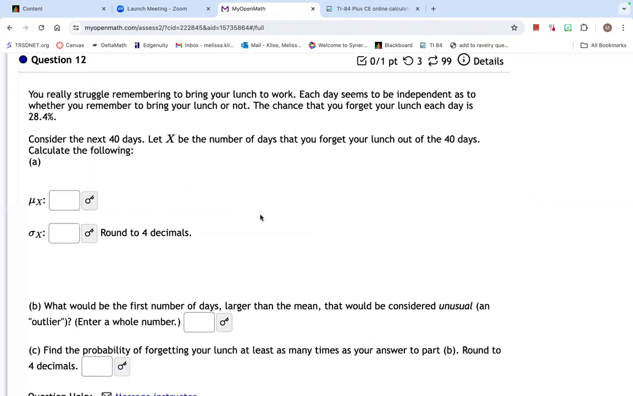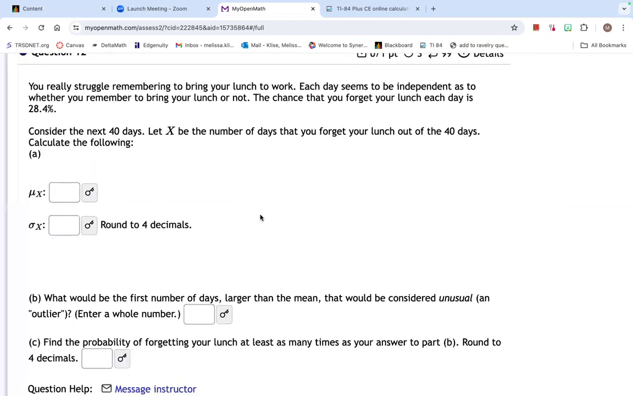Okay. You really struggle remembering to bring your lunch to work. Each day seems to be independent as to whether you remember it or not. The chance you forgot your lunch each day is 28.4%. So are you looking for part B? Is that what you said? The last two parts. Okay.